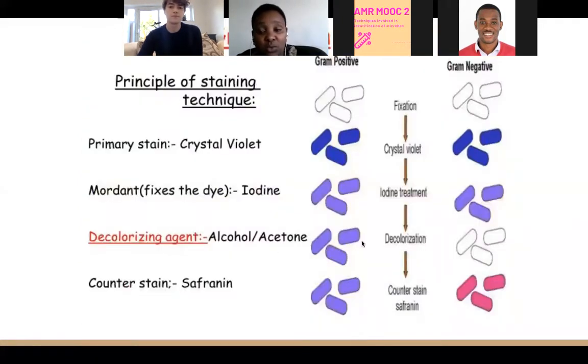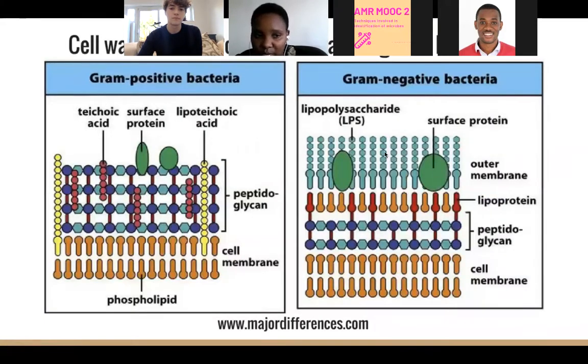Another thing is when we do gram staining. Gram staining is the most popular staining, which is used to differentiate between two groups of bacteria, gram positive and gram negative bacteria. As discussed in MOOC 1, Chris explained very well the structures of the cell wall, which is what differentiates gram positive from gram negative. Here you can see the size of the peptidoglycan layer. You can appreciate that in gram positive it's thicker than in gram negative bacteria.